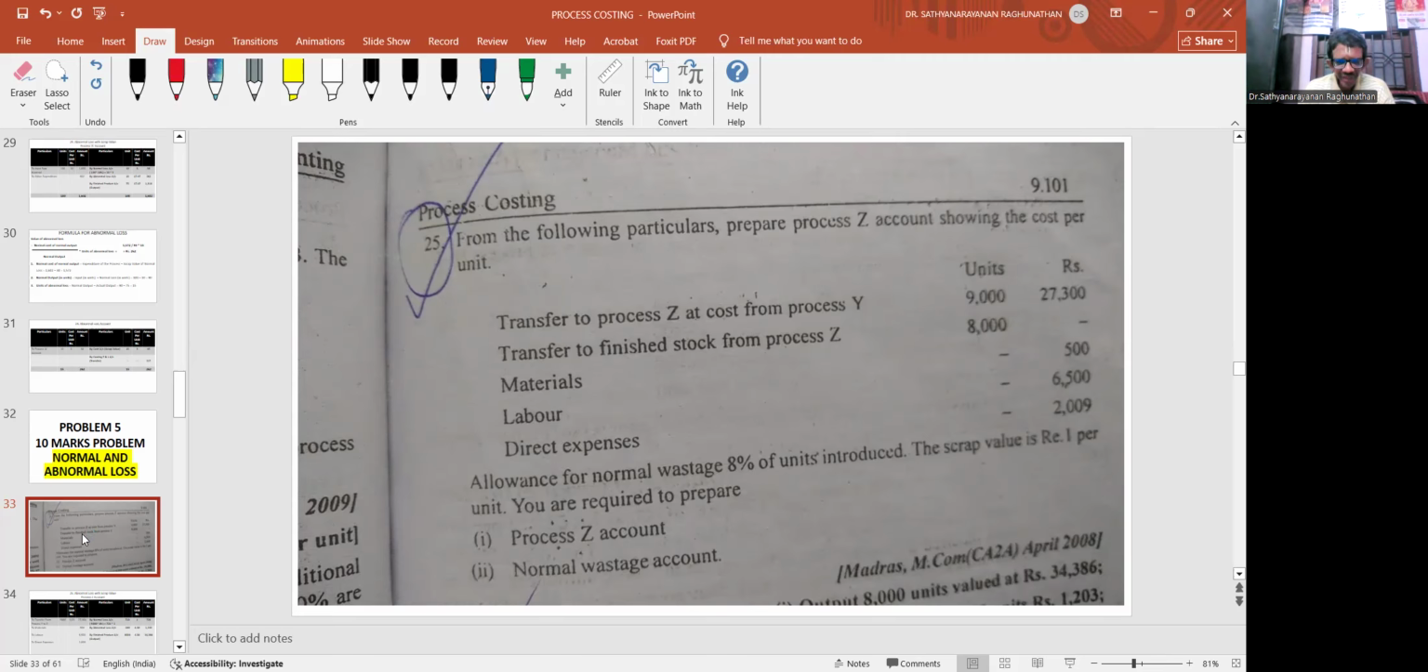You are required to prepare two accounts. One is the process Z account, the other one is the normal wastage account. Two accounts you have to prepare. Before carrying forward the solution, just take a screenshot of this problem, and have a look at this problem twice or thrice. Then you will take the problem into your mind. Based on that, we shall work out the solution for this problem.